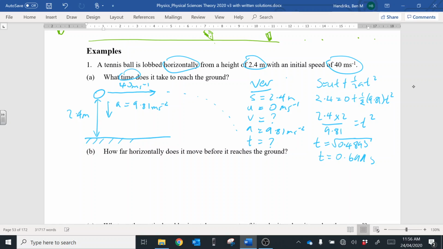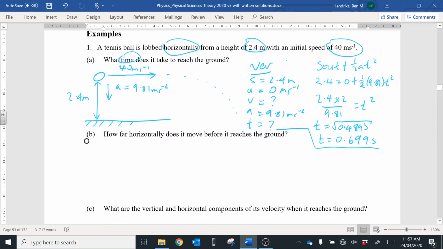Oops, that's not a very nice 9. Handwriting is failing me a little bit this morning. 0.699 seconds. I just don't want to confuse that with the next bit, so 0.699.